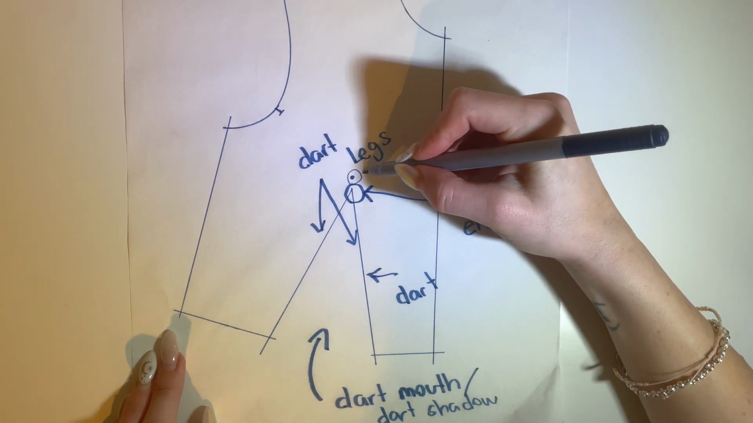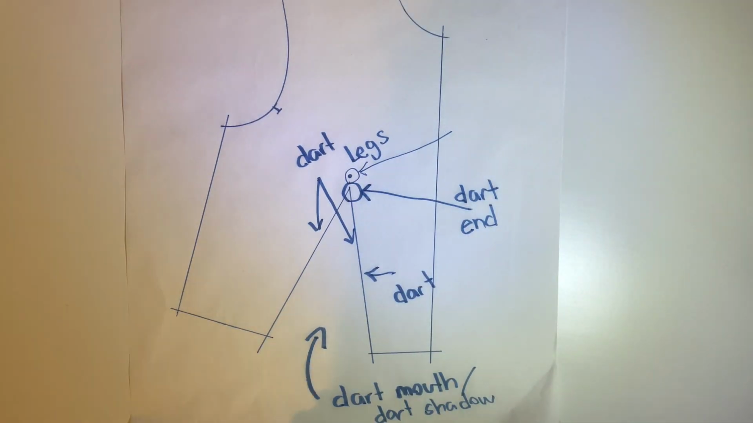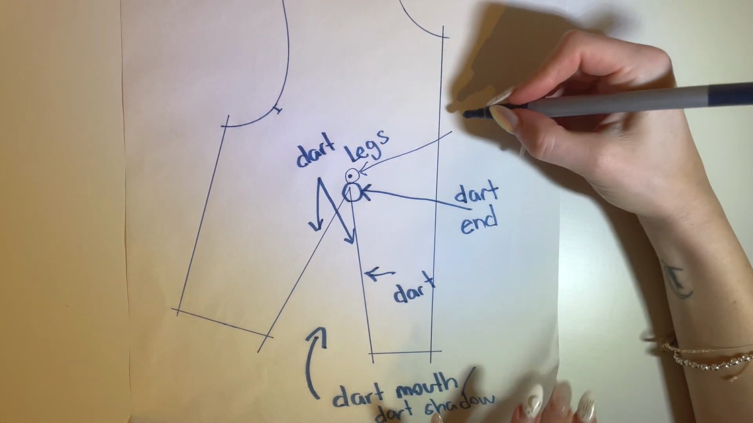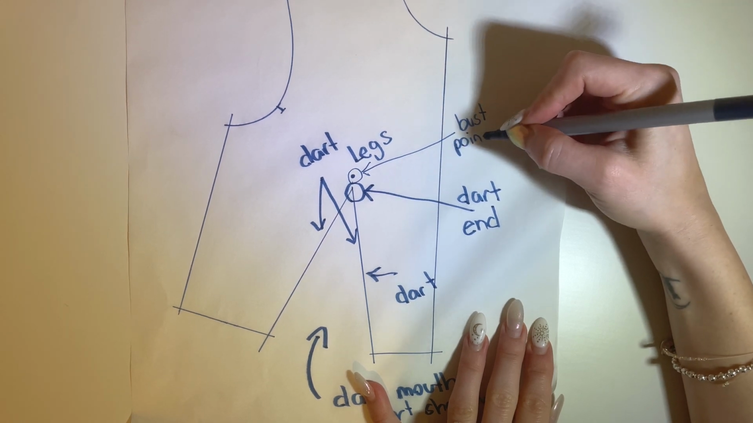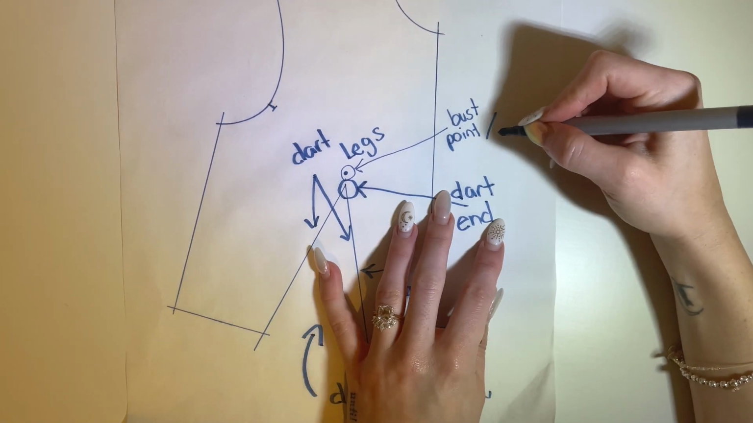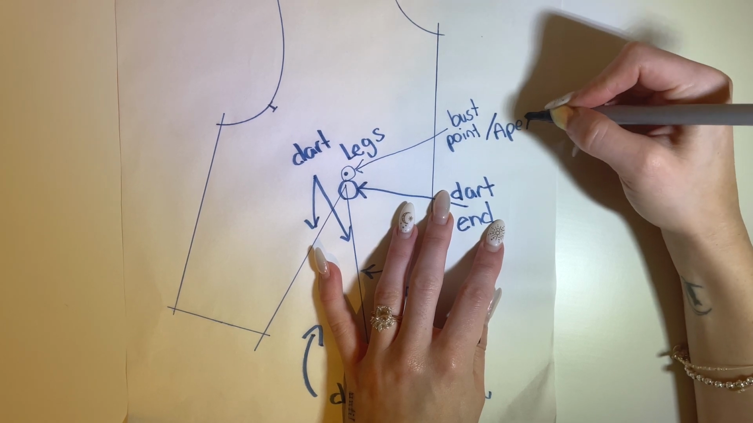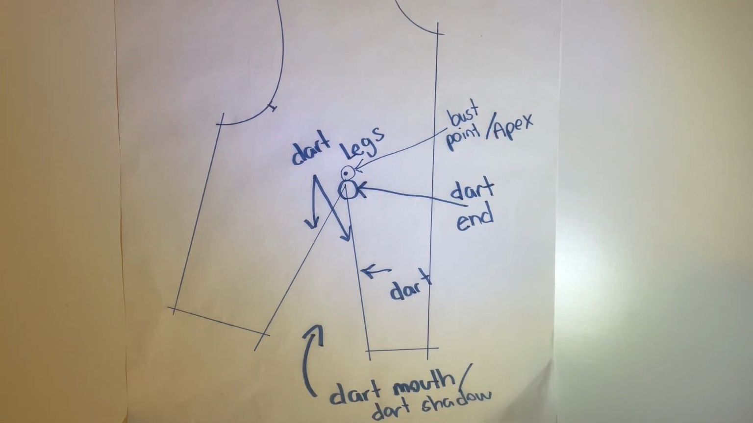So right up here above the dart end is our bust point. Now this isn't part of the darts, but it is an important part of designing, and this is the apex of the bust, usually where the nipple is located, and we use this on the front to help us move the dart and fit correctly, and we need to know where the bust point is.